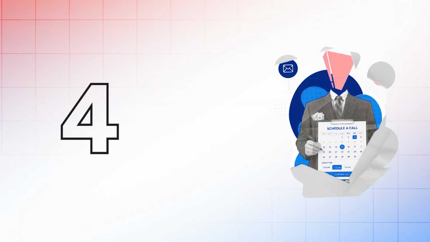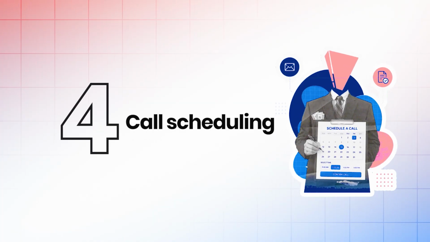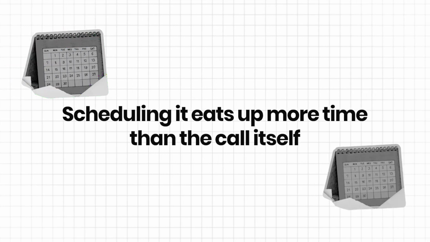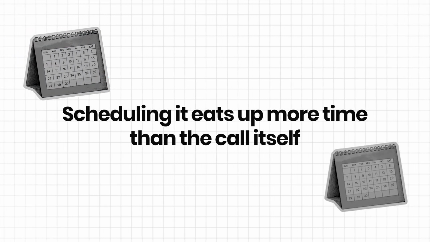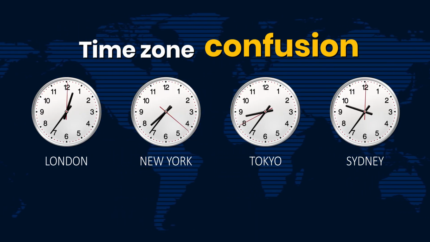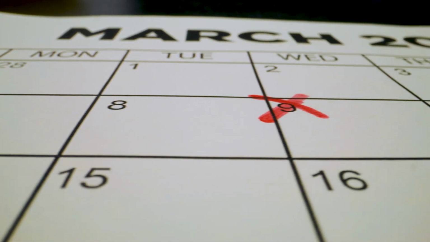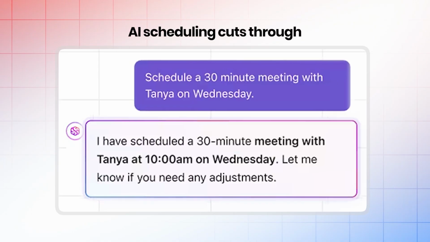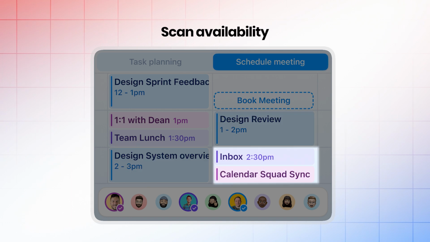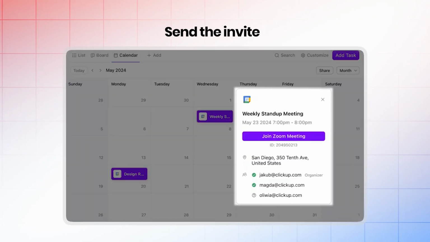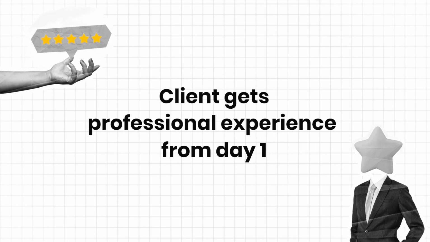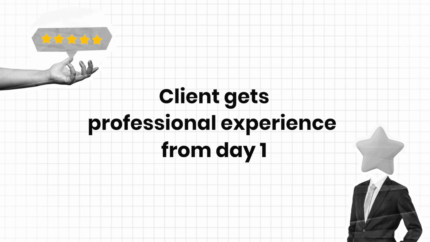Okay, so emails are sent and docs are shared. Now you need to get everyone on a call, and scheduling it eats up more time than the call itself. You know how it goes. Back and forth emails, time zone confusion, someone reschedules, and you're back to square one. AI scheduling tools cut through all of that. They scan everyone's availability, find the best slot, and send the invite. Your client gets a professional experience from day one without any manual email on your end.